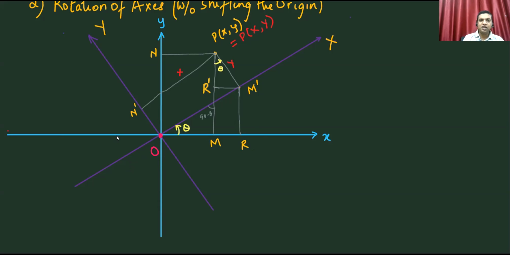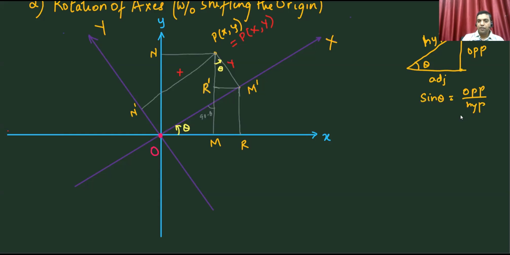That's all. We just have to use basic trigonometry. In the basic trigonometric angles, this is the opposite side, this is the adjacent side, this is the hypotenuse. So sine theta is opposite side by hypotenuse, cos theta is adjacent side by hypotenuse. These are trigonometric ratios, and tan theta is sine by cos.